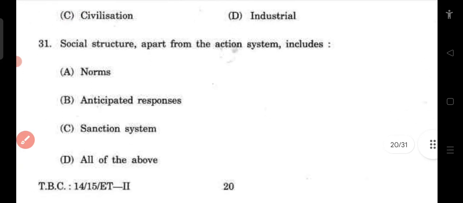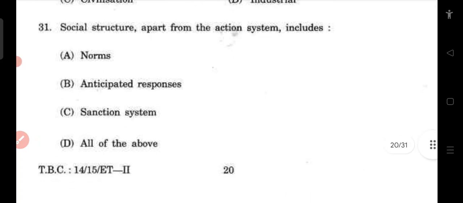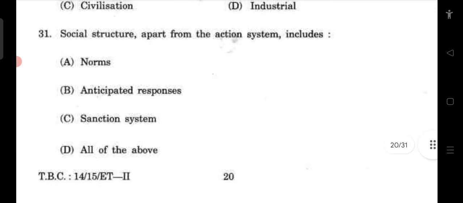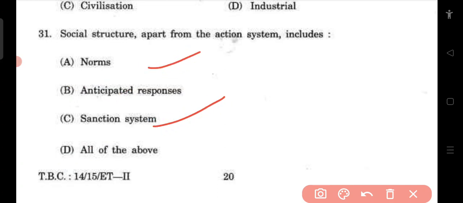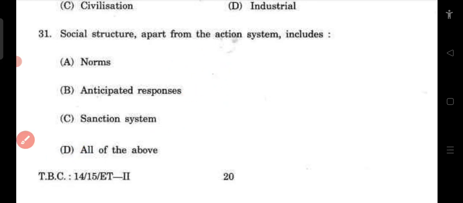Question number 31 is asking: social structure apart from the action system includes norms, anticipated responses, sanction system, all of the above. So what does social structure include apart from the action system? Here the answer should be all of the above. It is not always right to tick all of the above, but here norms should be there and the sanction system also would be there. So that's why we will go with the all of the above option.